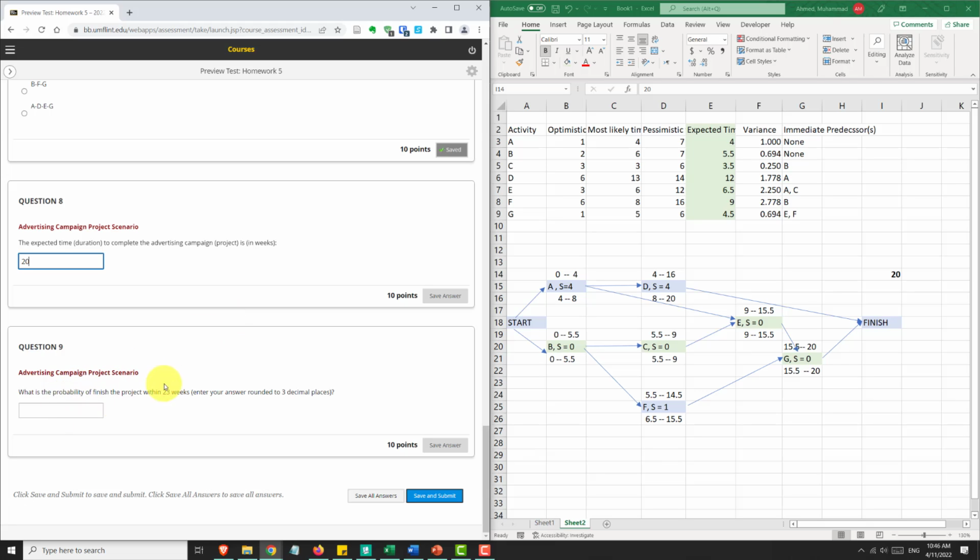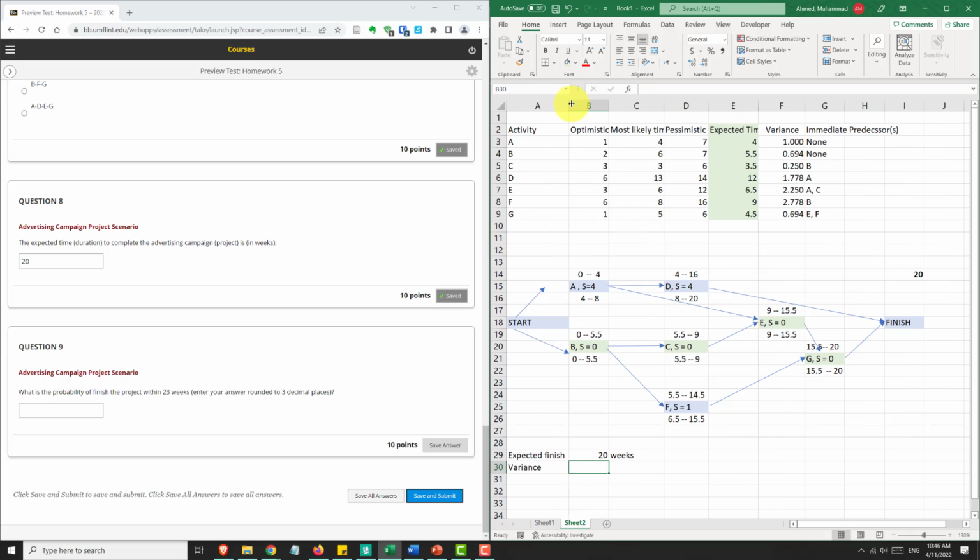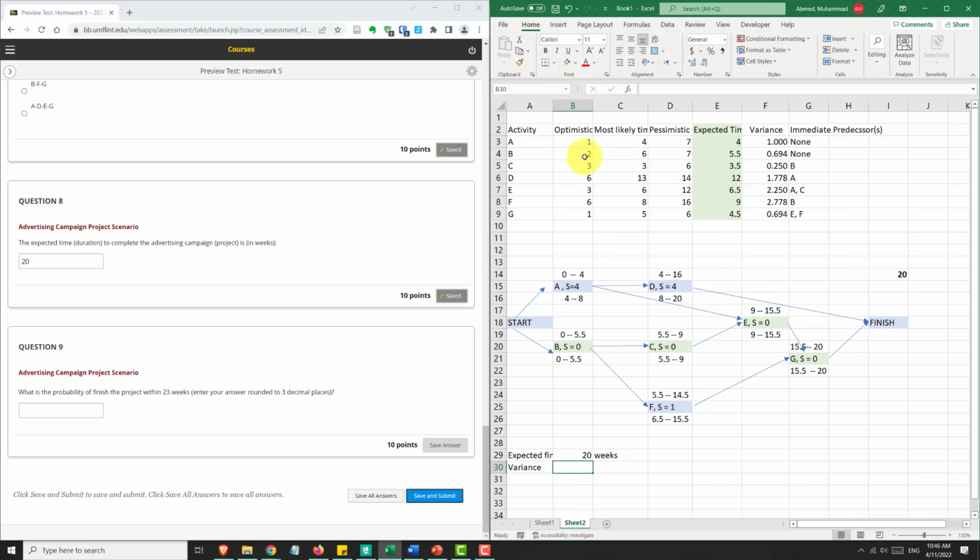Okay, what is the probability to finish the project within 23 weeks? So our expected finish time is 20 weeks. What is the variance of this? Because expected finish means it's not guaranteed to finish in 20 weeks, right? So how did we get 20 weeks? We follow the critical path. Critical path takes 20 weeks, right?